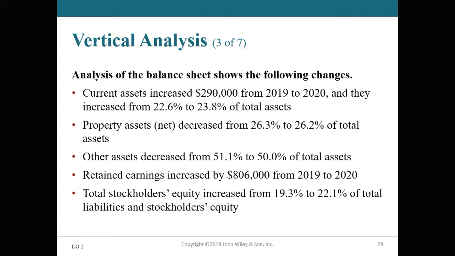There was a 22.6% increase, and then 22.6% was the attributed relationship of current assets to total assets in 2019. Then in 2020, it increased to 23.8% of total assets. There's the decreases. We had some other assets change, what happened with our retained earnings, and how we had an effect on our total stockholders' equity, which increased from 19.3% to 22.1%.